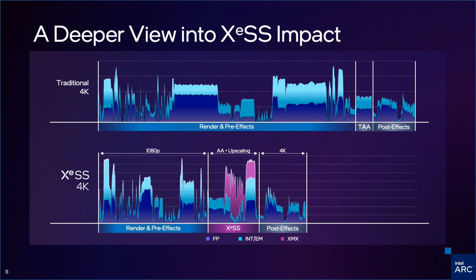When XeSS is turned on, the frame is rendered in 1080p, which significantly reduces the amount of time required to render the full frame. Only the post-processing effects are rendered in full 4K resolution. The XeSS pass is a bit more complex than TAA, but this extra cost is largely absorbed by the savings on the initial render pass. And our GPUs benefit from a second level of performance boost as XeSS is accelerated with XMX matrix instructions, shown here in purple.